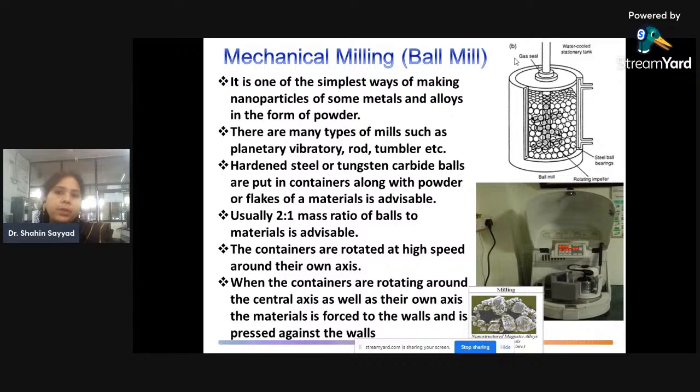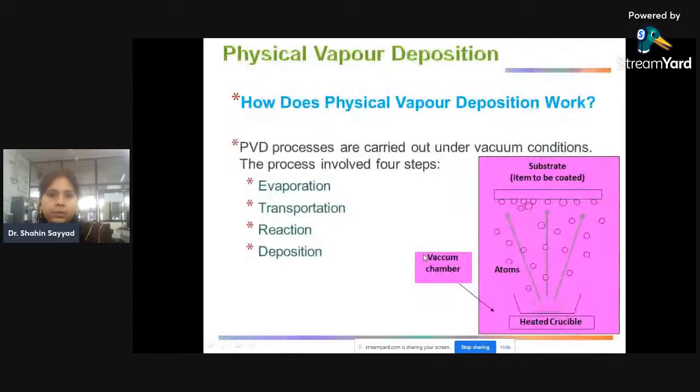अगर आप प्रोलॉन्ग टाइम के लिए उसको कंटिन्यूस रोटेशन अप्लाई करोगे, देन अगेन द पार्टिकल साइज इज रिड्यूस्ड टू नैनोमीटर. This is the instrument of ball milling method. ये आपका कंटेनर है, इसमें ज़िरकोनिया बॉल्स हैं और it is controlled by an external program. We can control the rotational speed and time. And this is the scanning electron micrograph image of this nanoparticle synthesized by ball milling method.